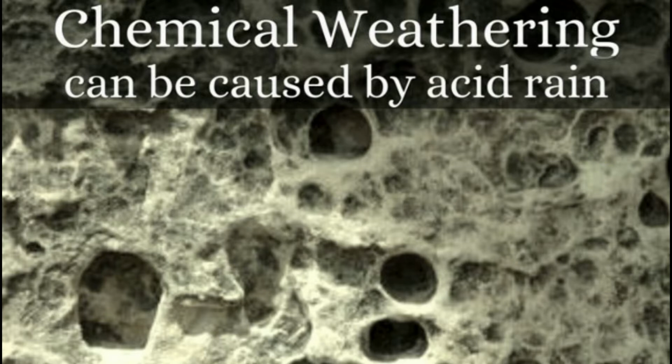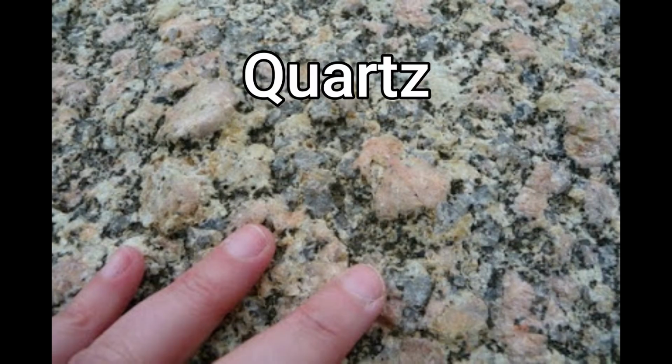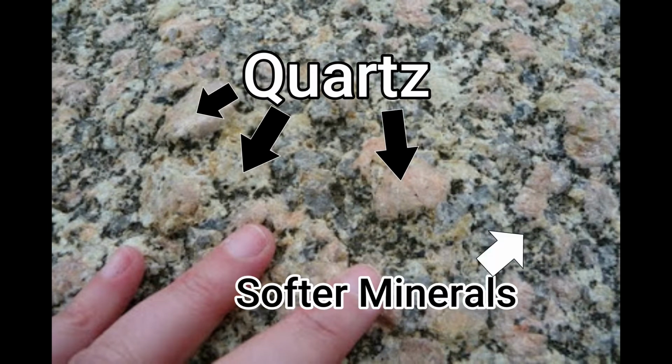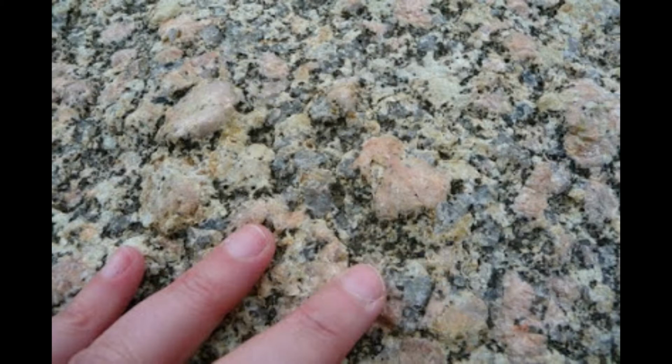Some minerals in a rock are very hard, like quartz. Some minerals are much softer and much more easily dissolved. On Doan Rock, we can notice bumps of quartz that have been left behind because the other minerals around it have weathered away in the rain.